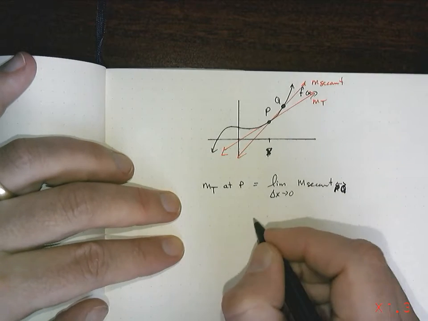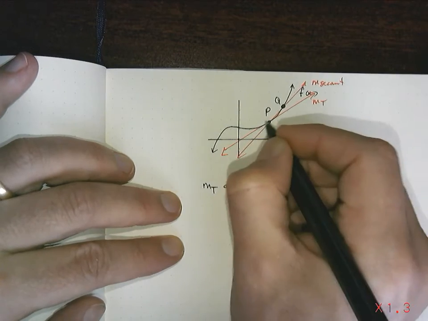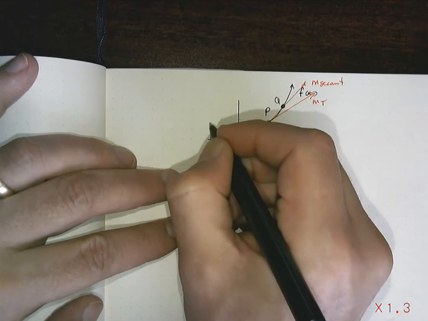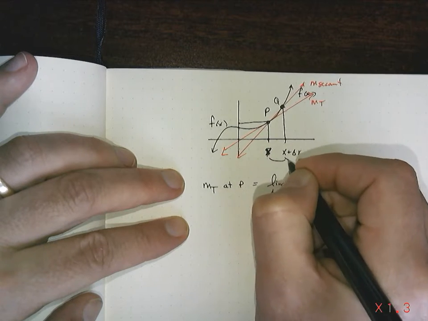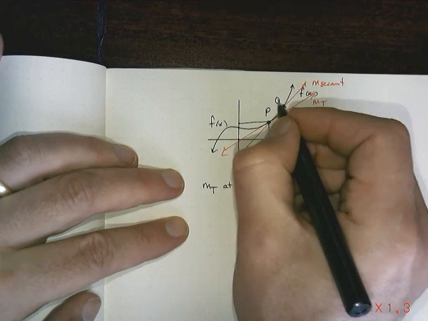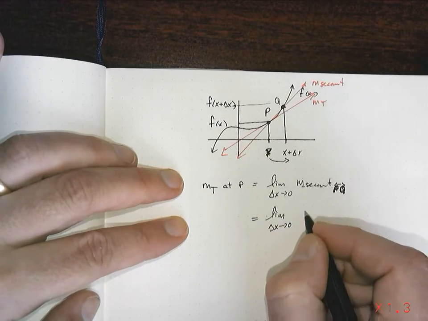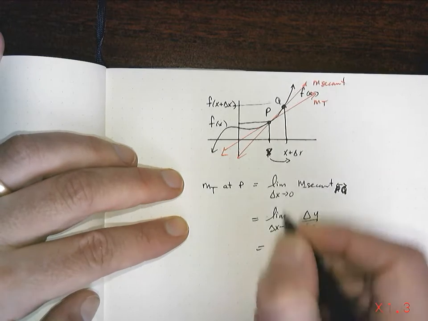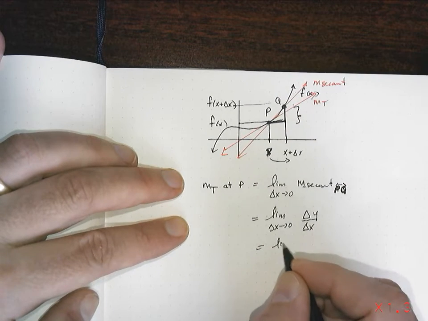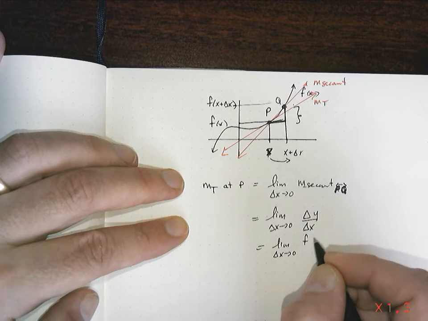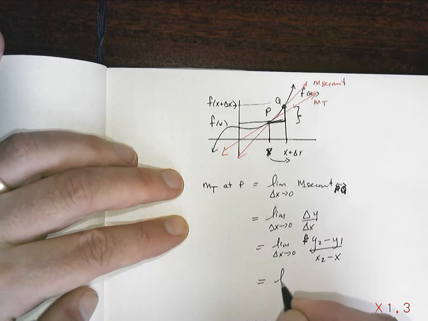Where P is going to be given by x and f of x. Q is going to be given by x plus delta x. So it's just some distance down the road in the domain. So its range value is f of x plus delta x. So the slope of a secant is delta y over delta x. So it's going to be the limit as delta x approaches 0 of y2 minus y1 over x2 minus x1.